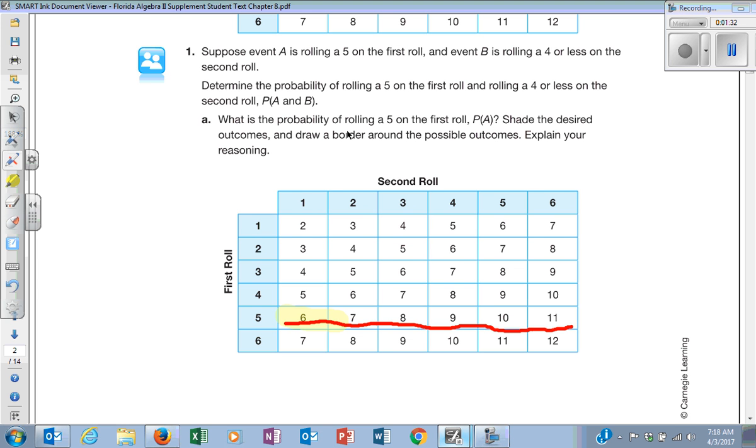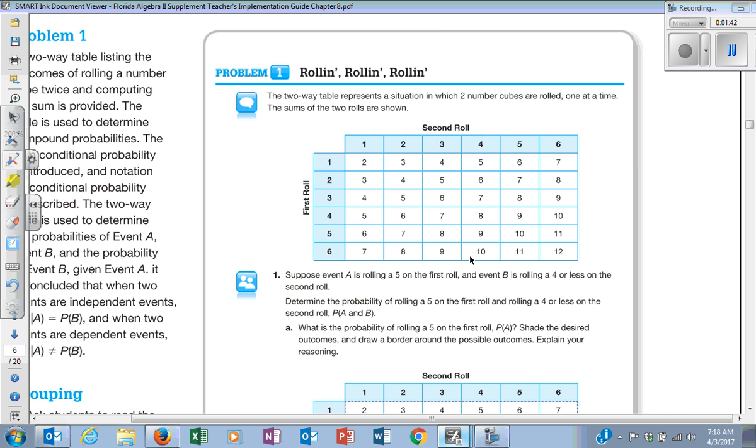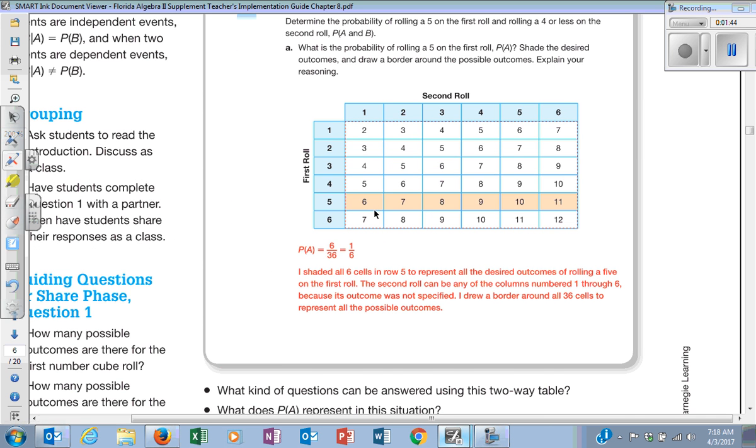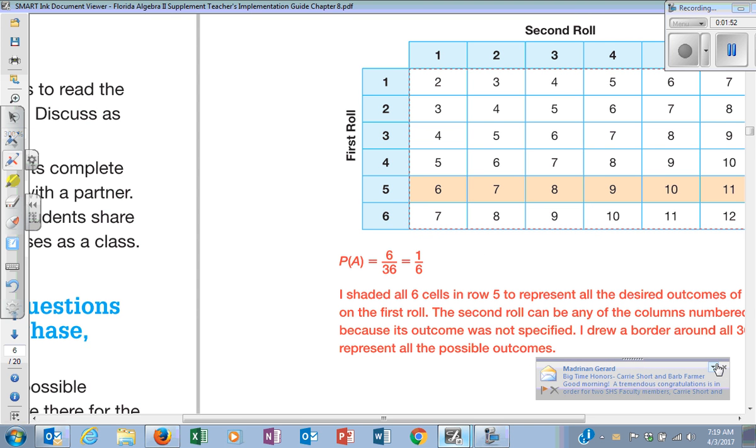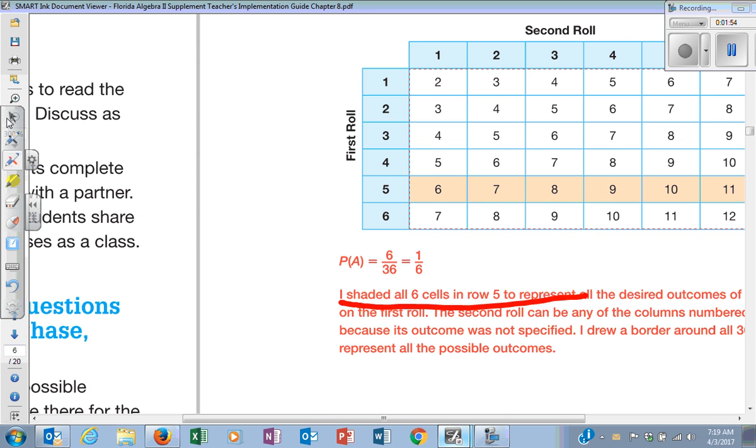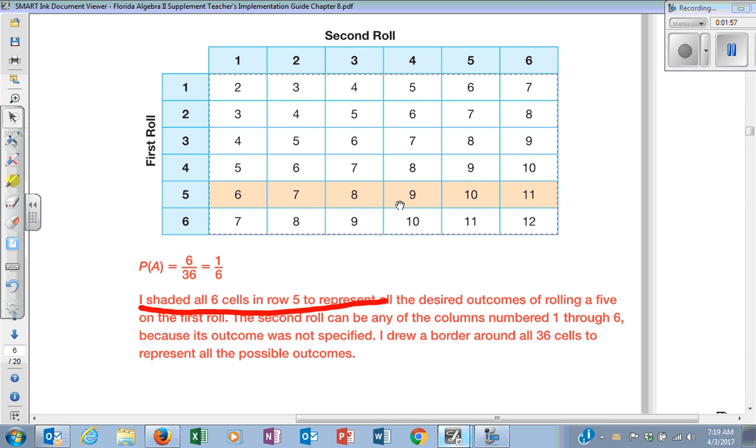Correct? You have a book. You should be shading it. Right? So if you see right here, this is where it's hard to see the shading, but it is shaded in. You can see it shaded in right here like we did. And then what is our outcome? It would be 1, 2, 3, 4, 5, 6 out of the 36, which reduces down to 1/6.